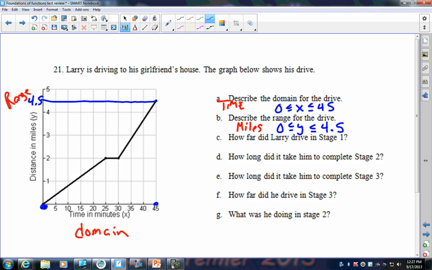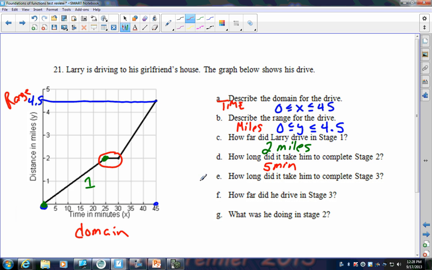Then it says, how far did Larry drive in stage 1? Stage 1 is this first bit right here. He goes 2 miles. How do I know it's 2 miles? Because up here it starts at 0 and it ends up here at 2. How long did it take him to complete stage 2? Stage 2 is right here, and it's from 25 to 30. That is 5 minutes.